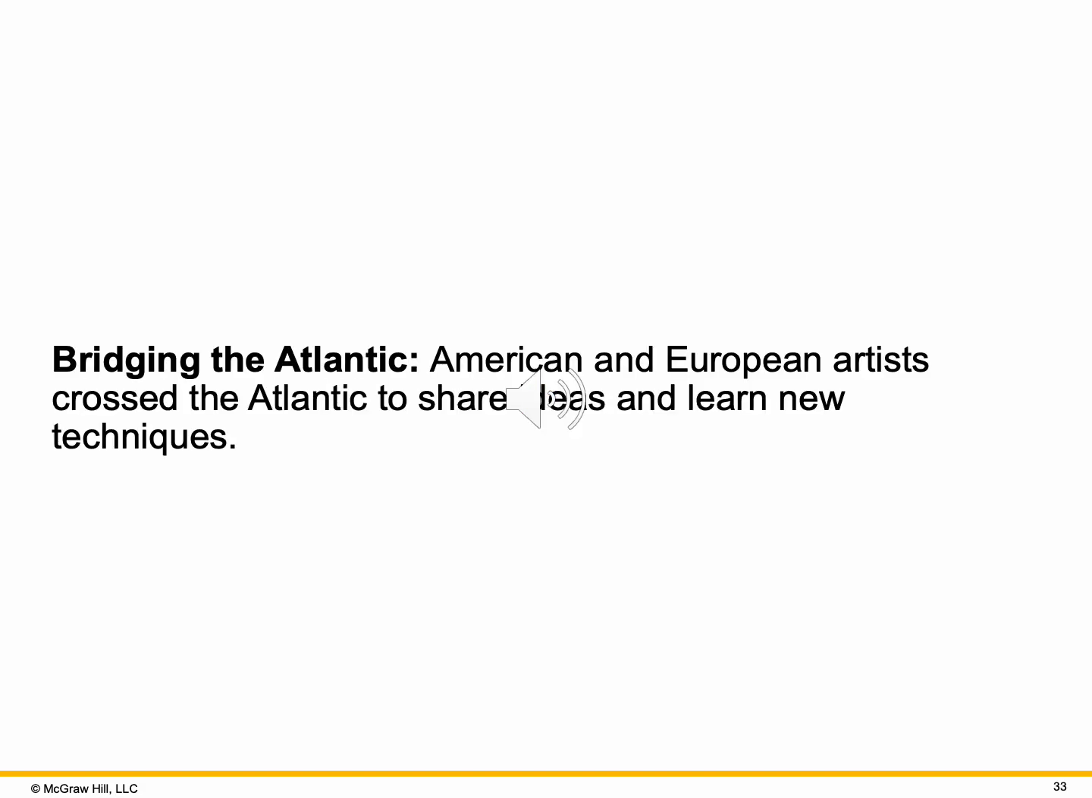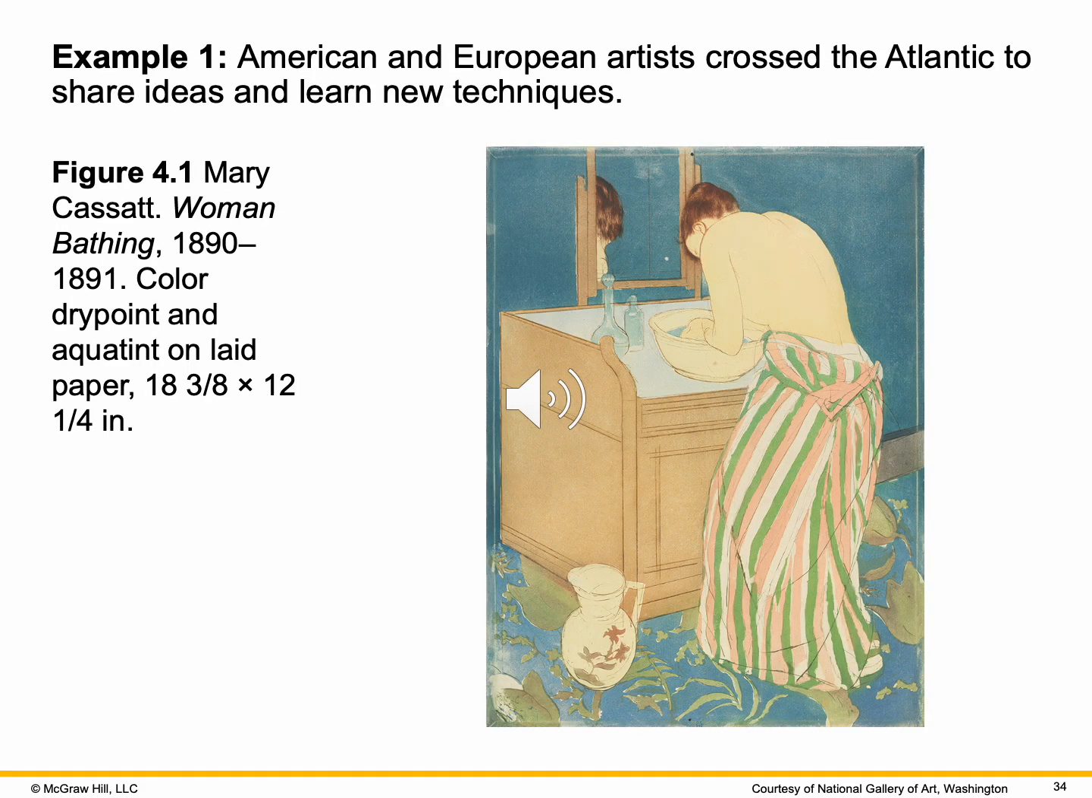Bridging the Atlantic. American and European artists crossed the Atlantic to share ideas and learn new techniques. Europe remained an artistic touchstone during the 19th century in the Western Hemisphere. North and South American artists often went to Europe for part of their training, not only to study with European teachers, but also to see firsthand museum collections and architectural sites, such as the ruins of ancient Rome and the Gothic cathedrals. Some artists, like Mary Cassatt, remained in Europe and spent their careers there. Similarly, some European artists immigrated to the United States or Latin America for new opportunities.